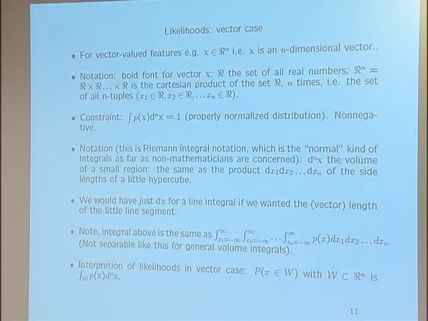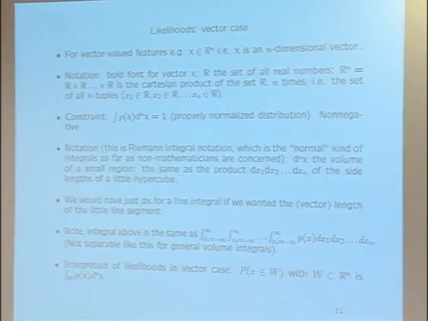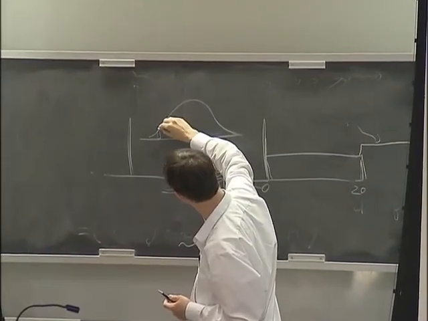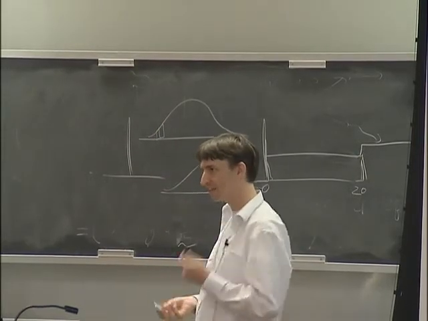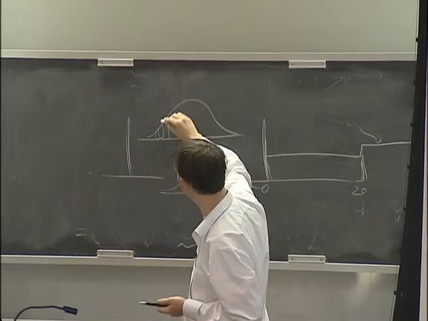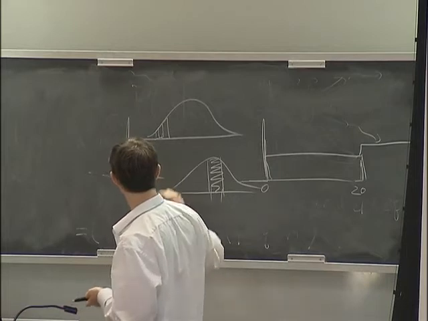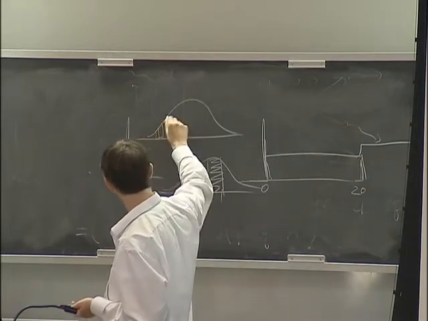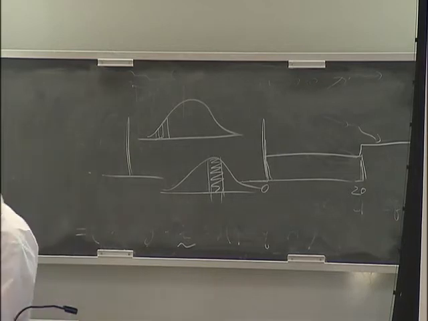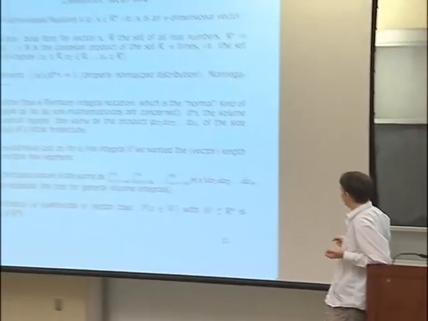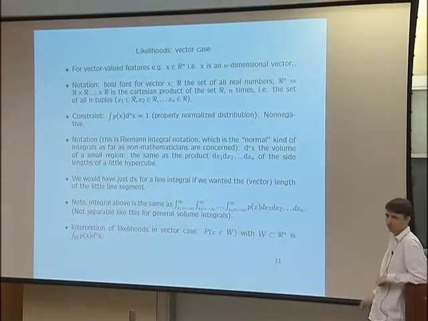d^n x is the volume of a small region. The integrals are defined in terms of the limit of little rectangles or whatever. This is how people usually define integrals, and it's the limit when these little regions become small. So in the volume case, you'd assume these little intervals correspond to little cubes, and so d^n x is the product of the sides of the cube, so it's the volume of the cube.